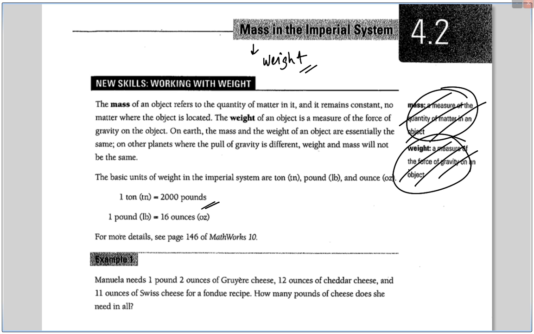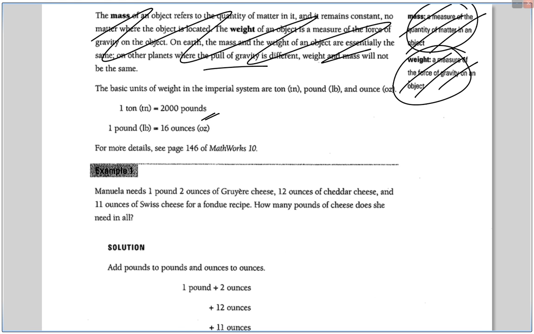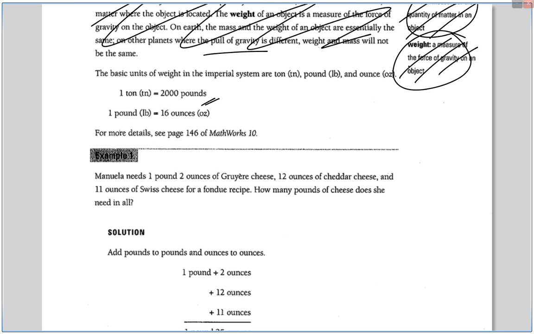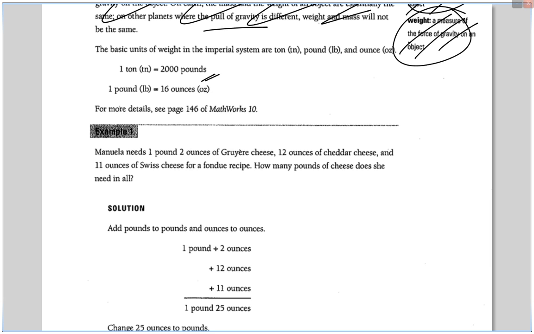You're going to be okay. I wouldn't worry too much about the pull of gravity. It doesn't really matter here on Earth. It just matters in physics and science if you're talking about outer space. And anyways, here are some basic conversions: 16 ounces to the pound and 2,000 pounds to the ton.